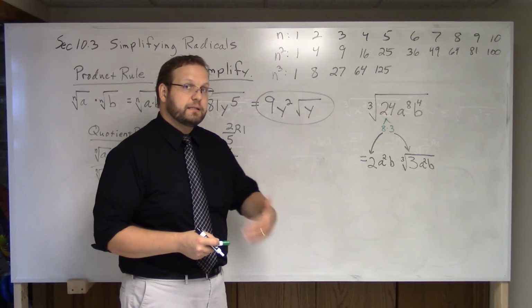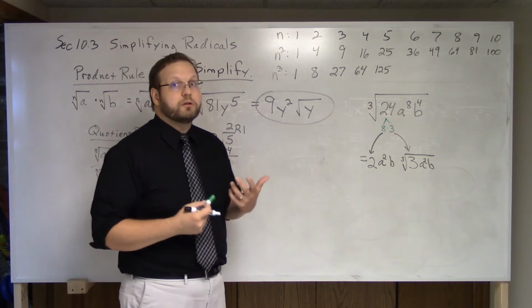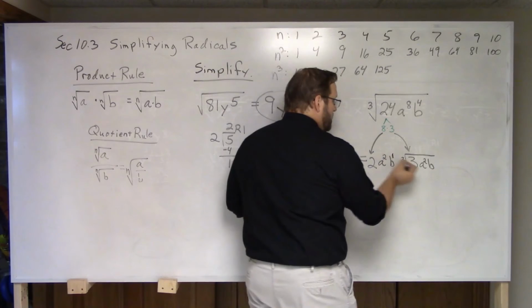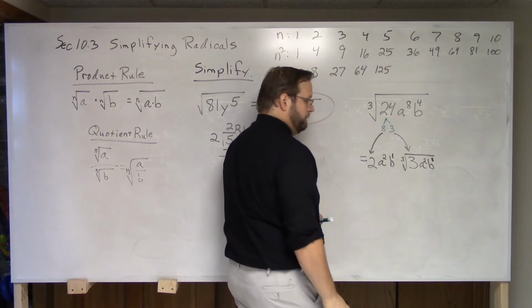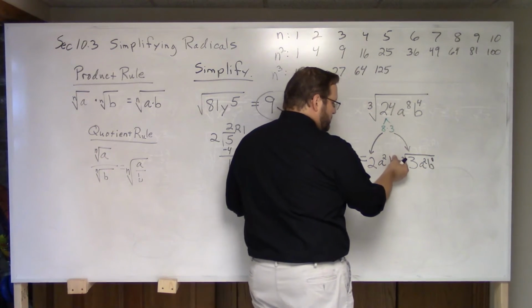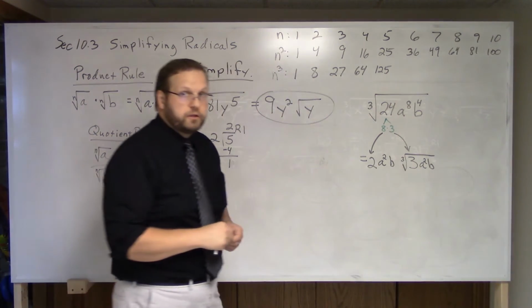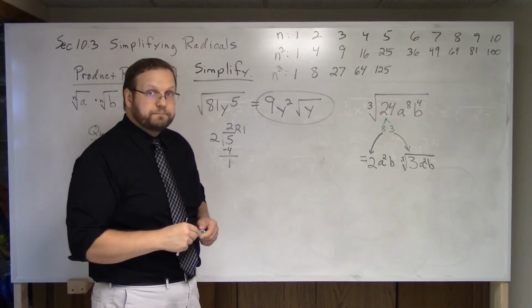8 minus 6 gives you that leftover remainder of 2. 3 goes into 4 once with a remainder of 1. Again, at this point, try to get out of the habit of putting those ones, but if you need to, don't be afraid to do so. And there you have it.